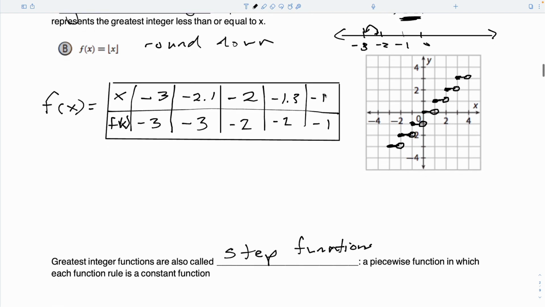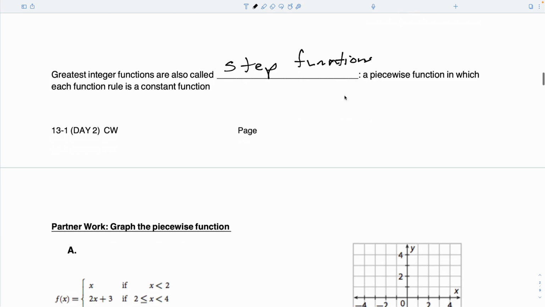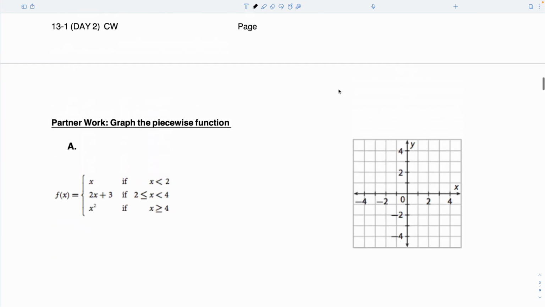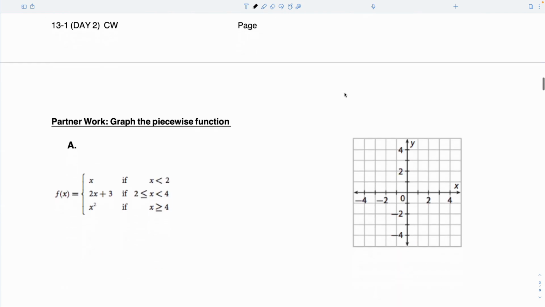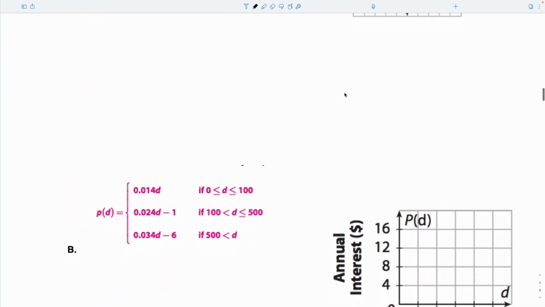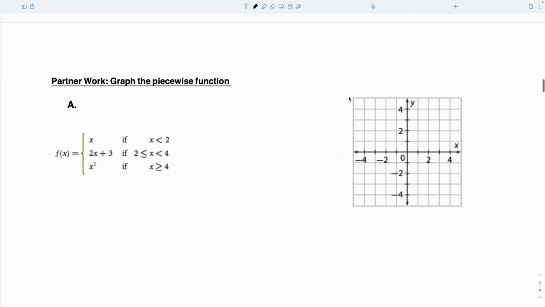Okay. That's your intro to it. I'm not going to dive too much into it because it is pretty confusing. I want to focus more on what we did in example 1. You're going to work with your partner right now. Just stick with your elbow partner. If you don't have one, you can turn to the person behind you. Work on partner work A.